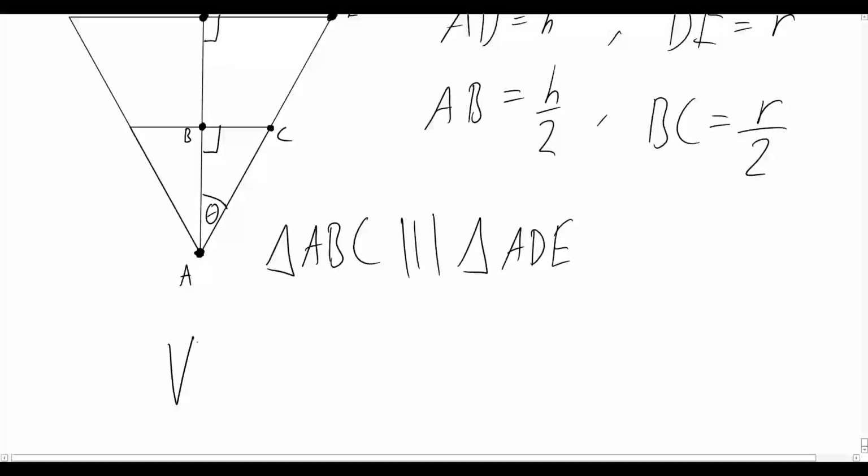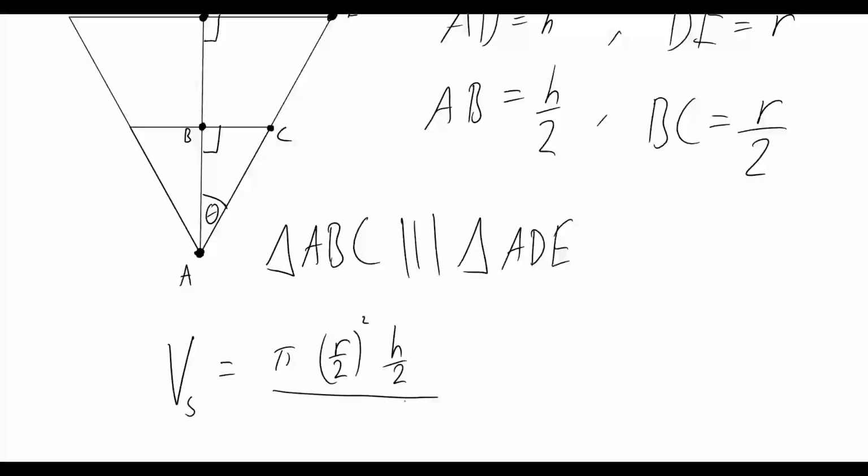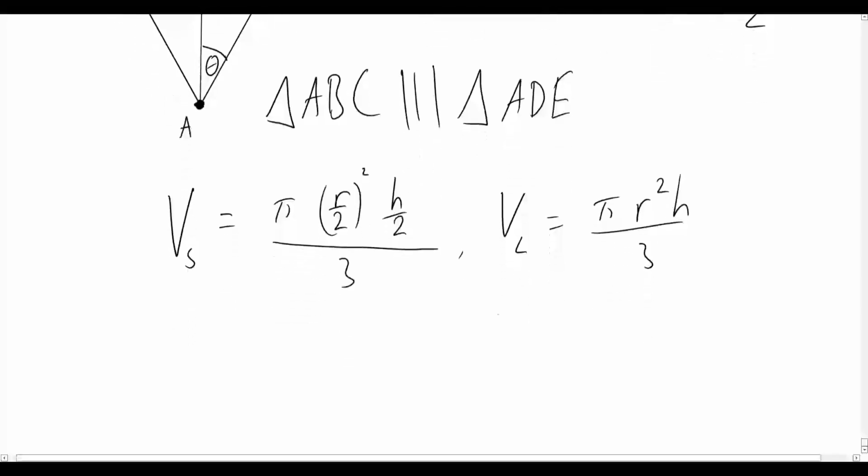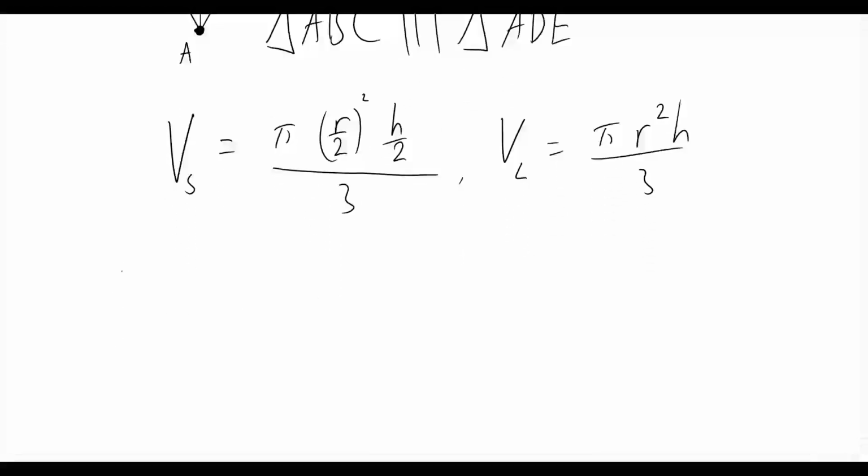So now the smaller cone, I might describe this as V sub s, is going to be written out as pi times the radius, which is now R over 2, all squared, times the height, that's length AB, which is h on 2, and again that's all over 3. All right, so what about the volume of the larger cone? That was V sub L, and that was simply equal to pi r squared h over 3. So now we want to figure out what the difference is between V sub S and V sub L.